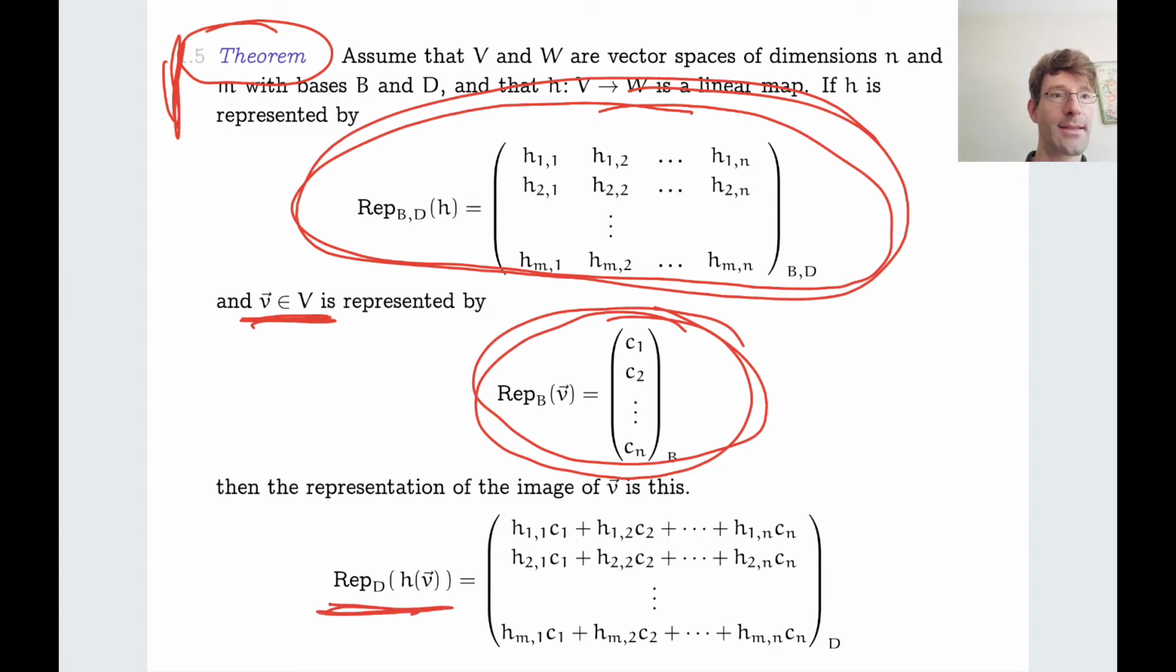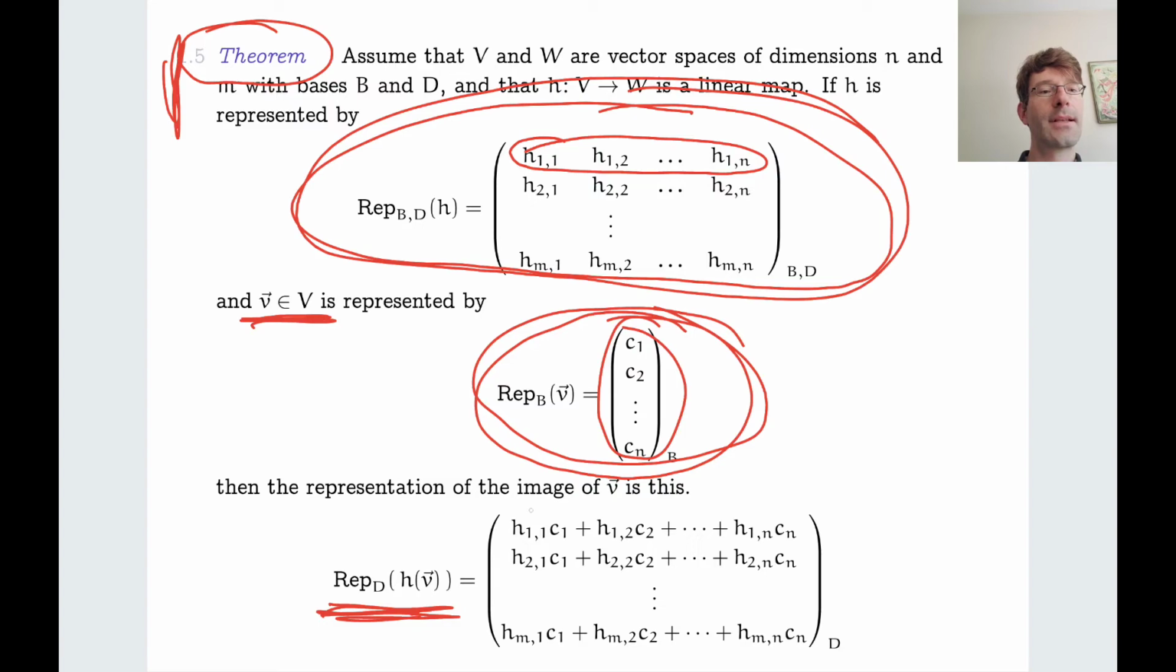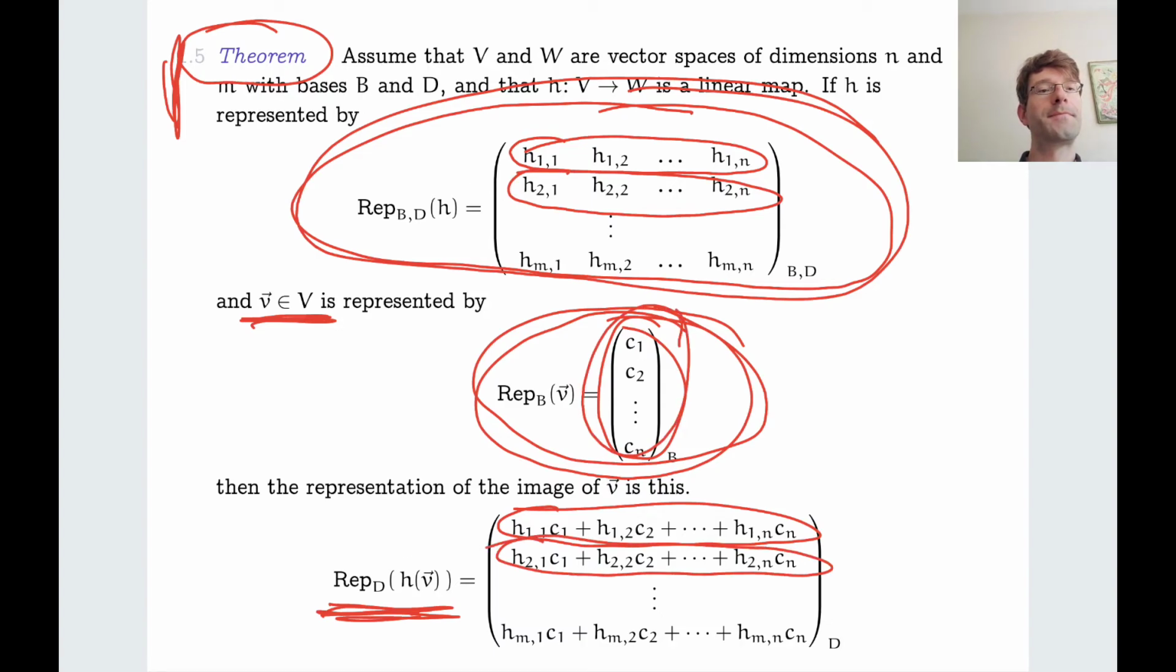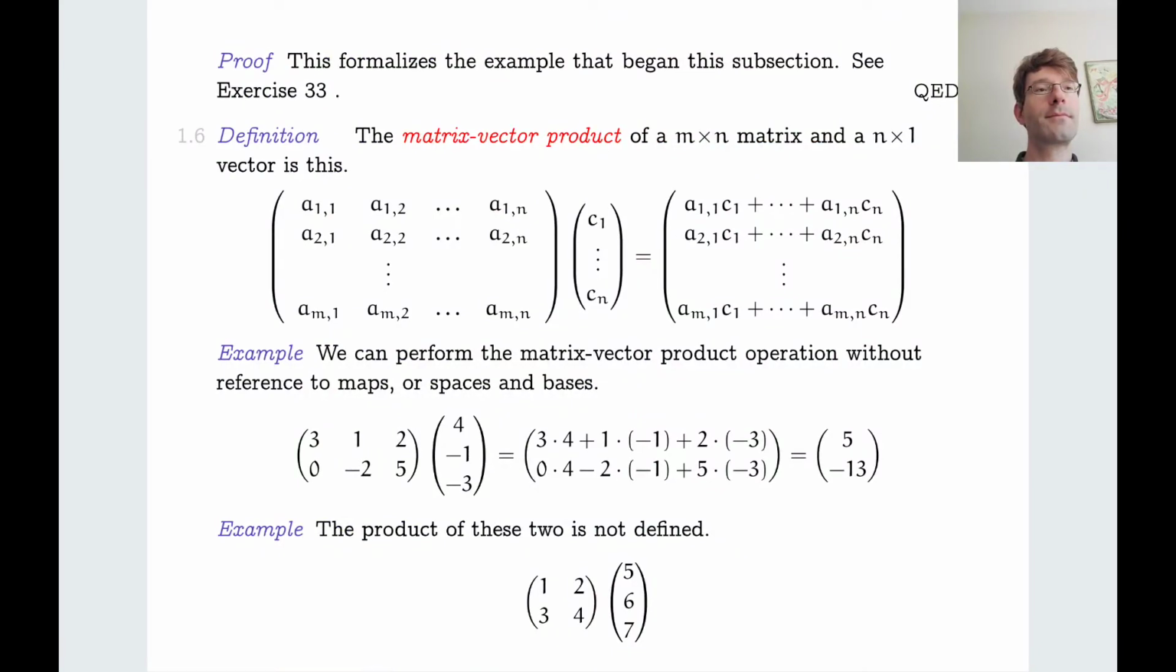And again, you obtain this vector by taking a dot product of the first row with this vector. That gives us the first entry, and you get the second entry by taking a dot product of the second row with the vector, etc. So the proof is really just doing the initial example with more letters to obtain full generality.